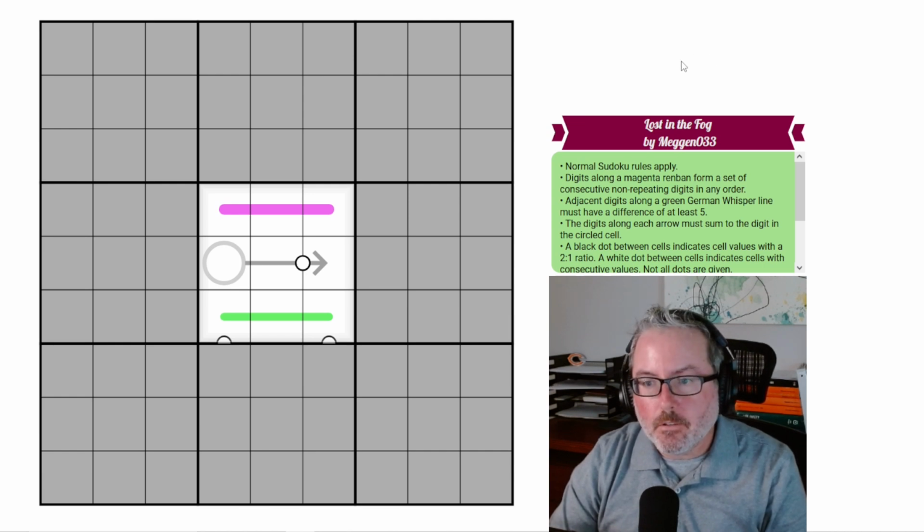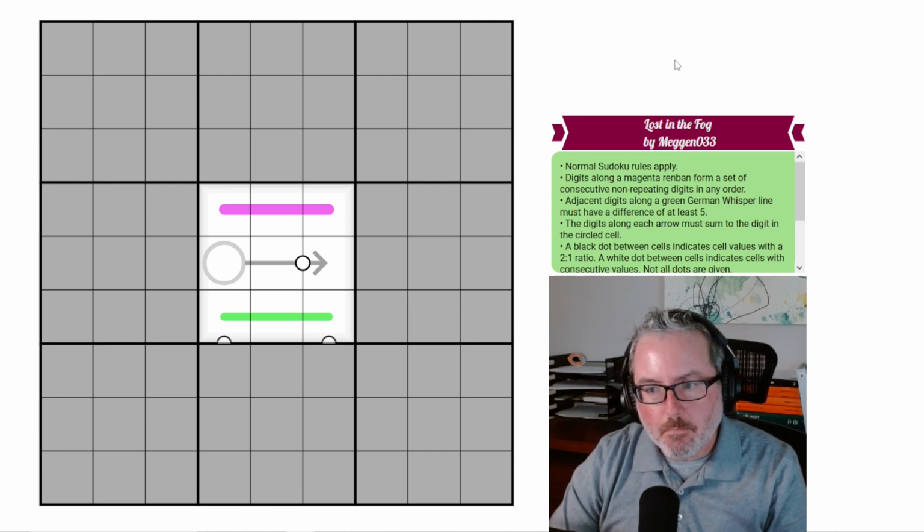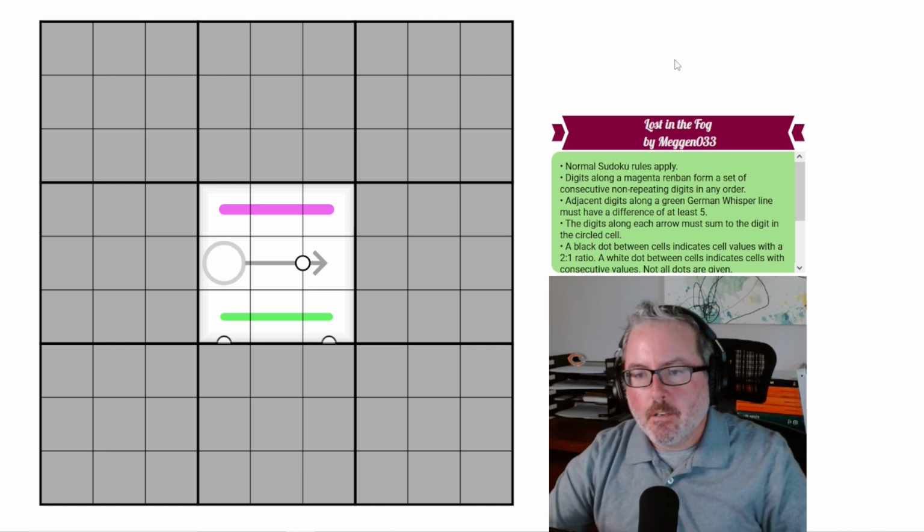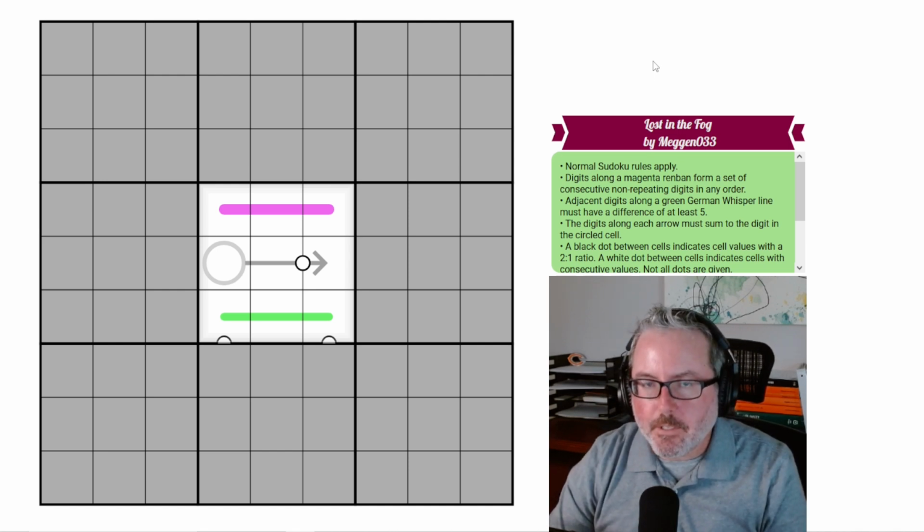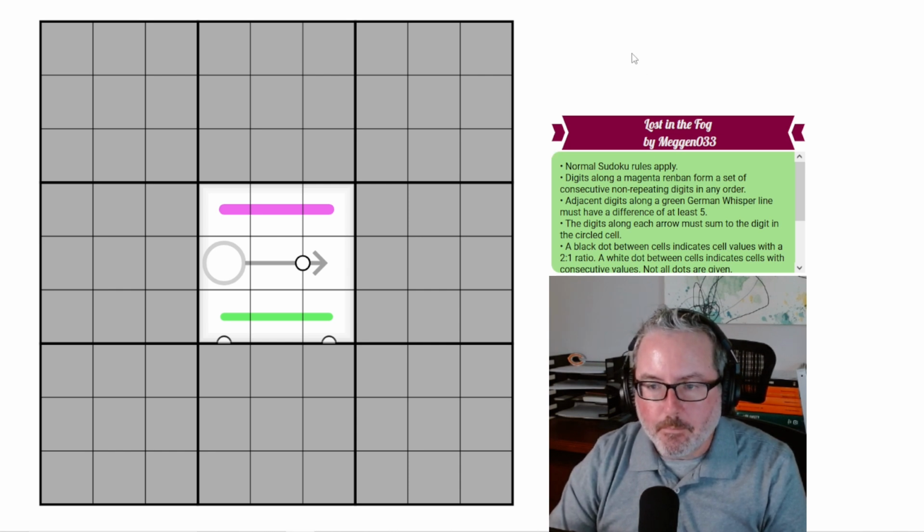So we have another fog Sudoku by Megan033. Let's just jump into the rules of this one. As you know, I've done quite a few from them, and they are almost always fog puzzles, which I love, so I'm good with that. Let's just jump into this one and get our rules going and figure out how we can solve this.